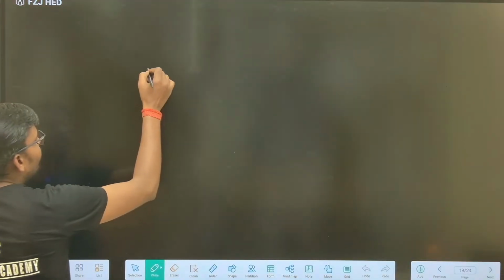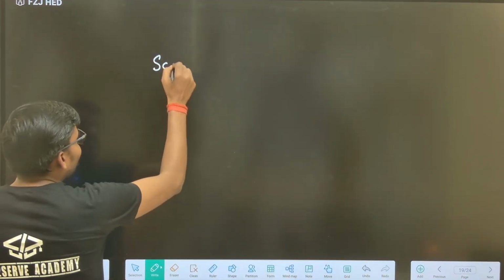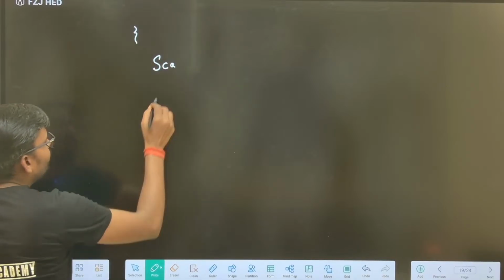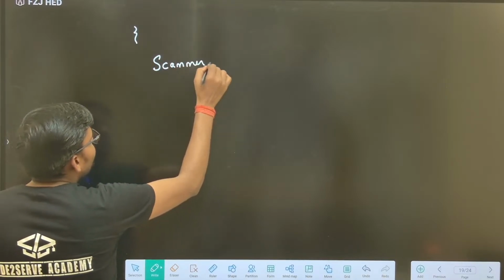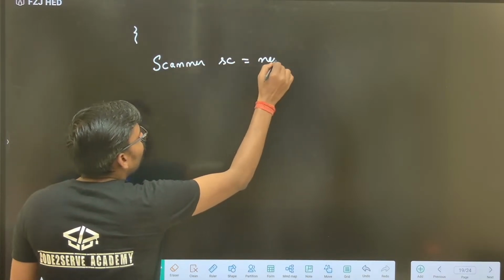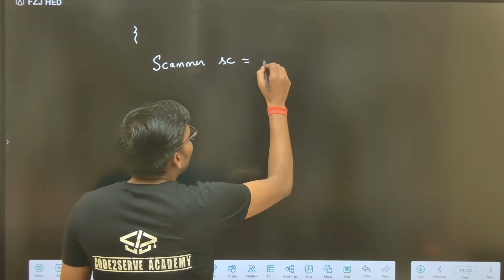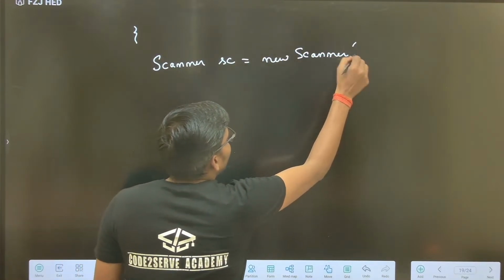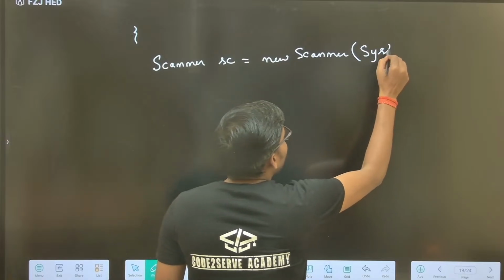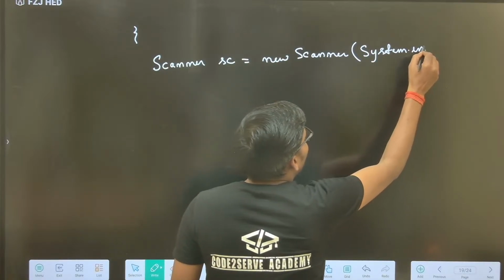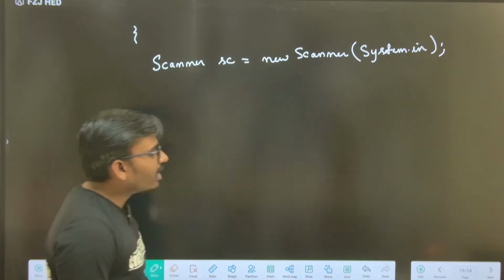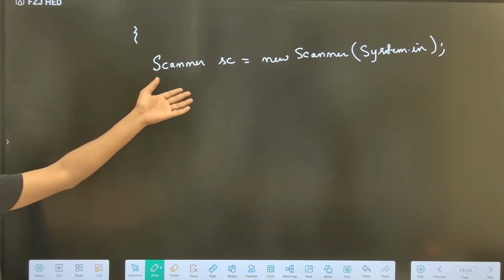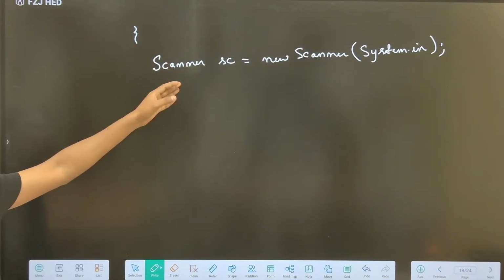You will create the scanner. I'm writing only the main part. Scanner sc is equals to new Scanner, and over here we pass System.in. All right, so here we created the object of Scanner.